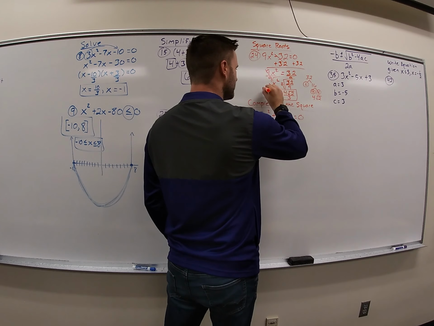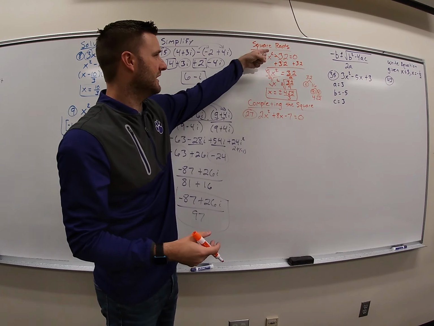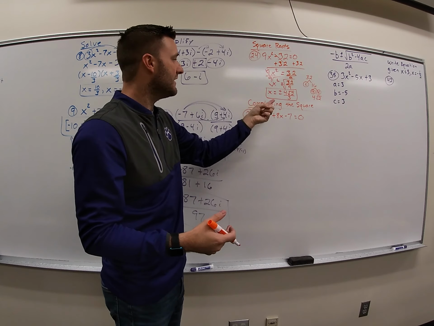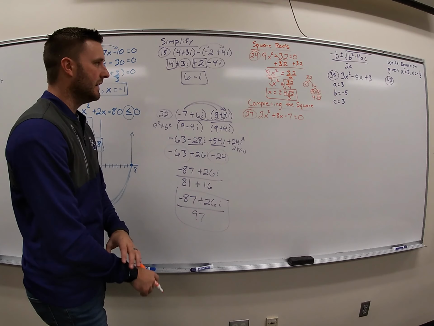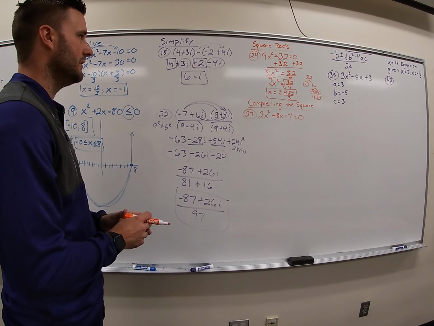So there are my two answers. And we knew we were going to have two answers because in the very beginning we had an x squared. Well, my two answers come from that plus or minus, one positive, one negative. So you will have to know how to break down a square root.